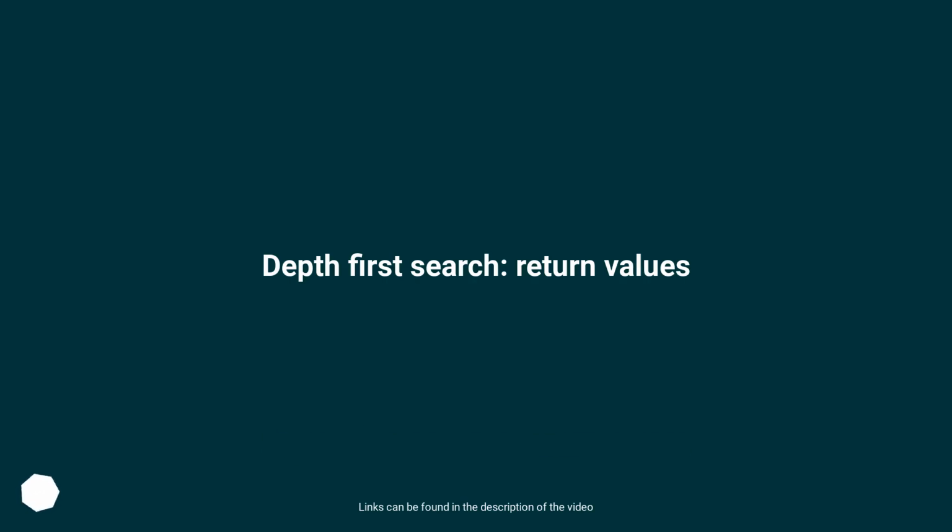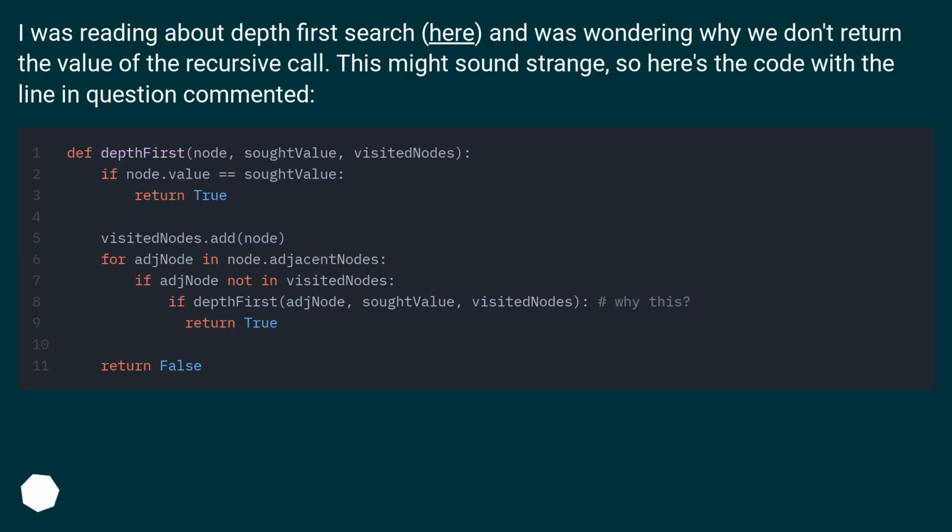Depth first search, return values. I was reading about depth first search here and was wondering why we don't return the value of the recursive call. This might sound strange, so here's the code with the line in question commented.